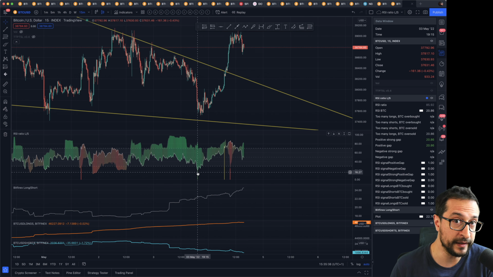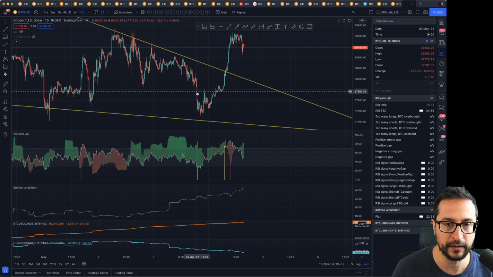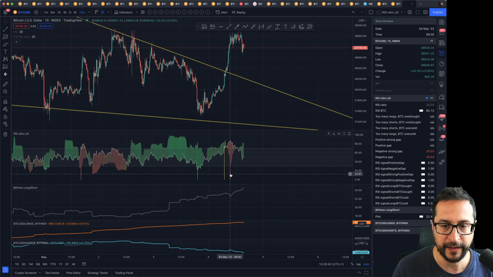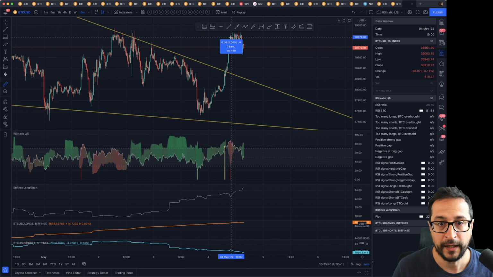And even if we are in the 15-minute chart, we are getting a signal here and it's still pumping to the upside. Now we're getting a bear signal on the 15-minute and it's already playing out.